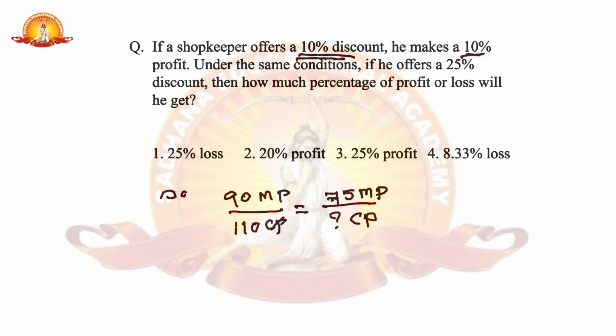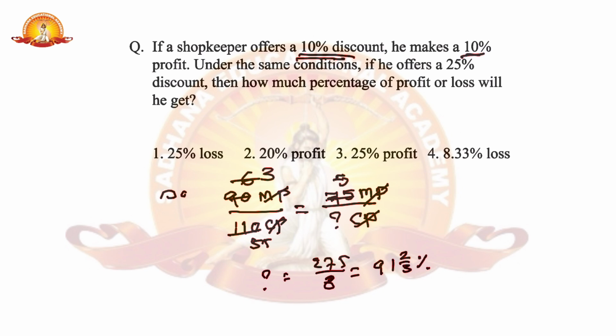Now let us simplify this one. CP cancels, MP cancels, 15 table 5 times, 15 table 6 times cancels, 3 times cancels, 2 table 55 times. Therefore, the question mark is equal to 275 by 3. In the sense, 91 2 by 3% of the cost price is the selling price. Therefore, the loss is equal to, how much is the loss? 8 1 by 3%.